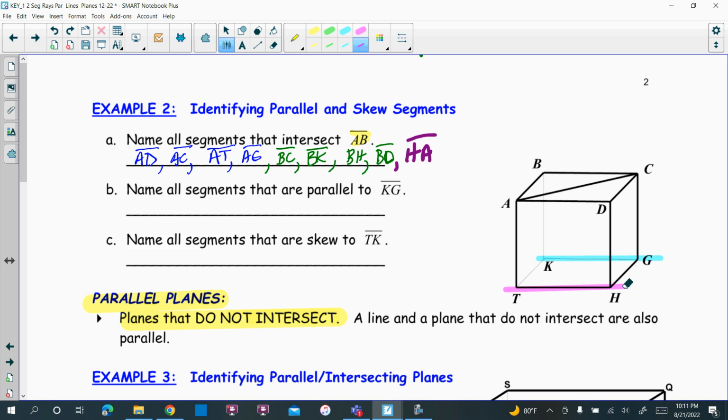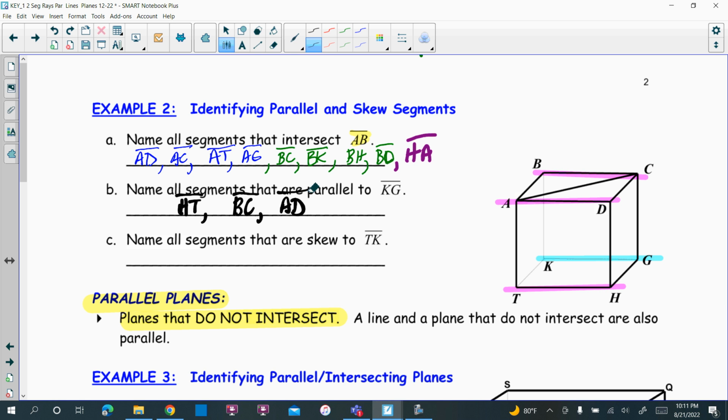I could go to the back face right here, BC, which would also be parallel. And then kind of like a diagonal segment on a diagonal face, if I continue through, would be the AD. So there are three actual segments that would work. Our TH or HT, order doesn't matter when you're naming a segment. You have your BC or your CB and your AD or your DA.